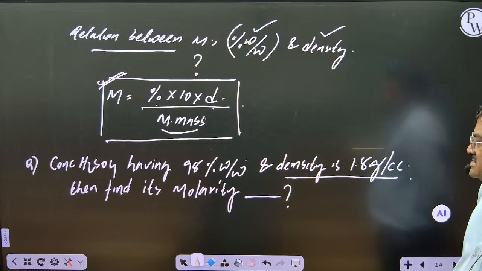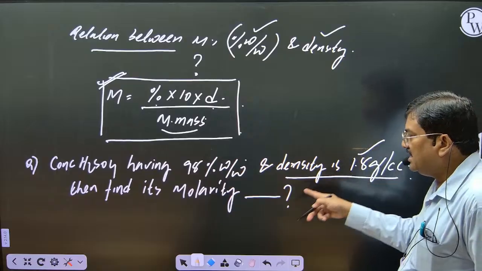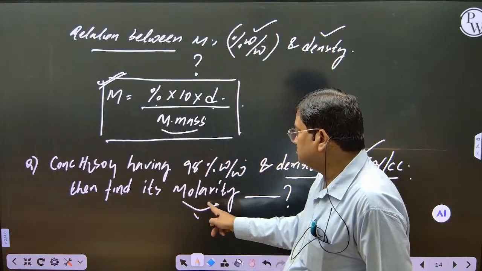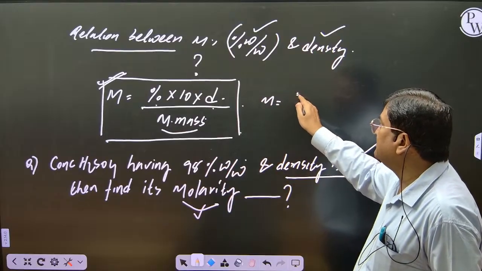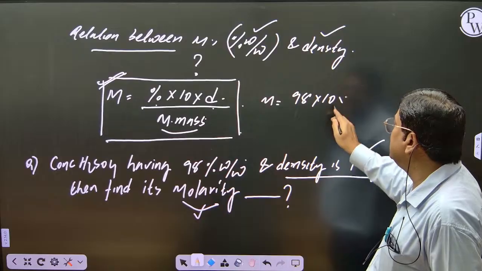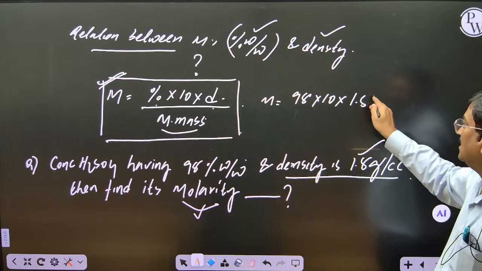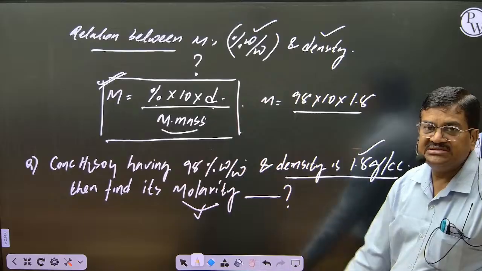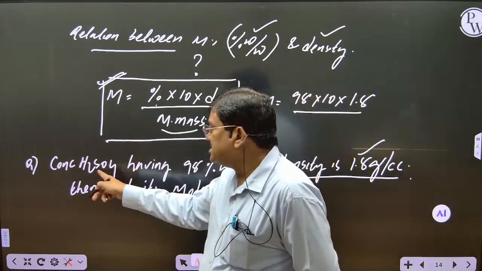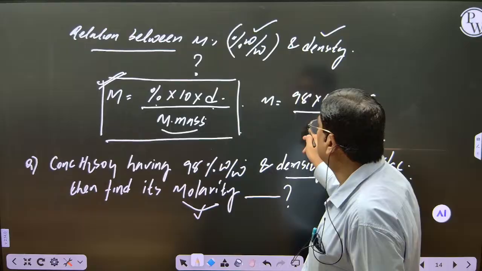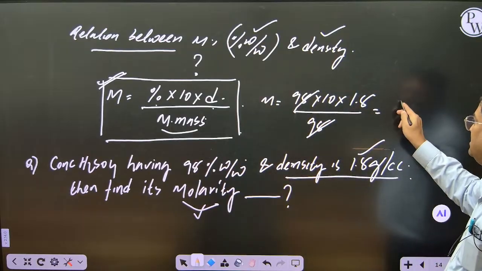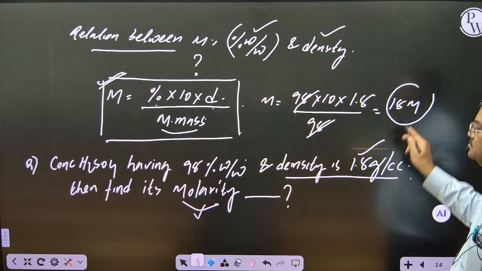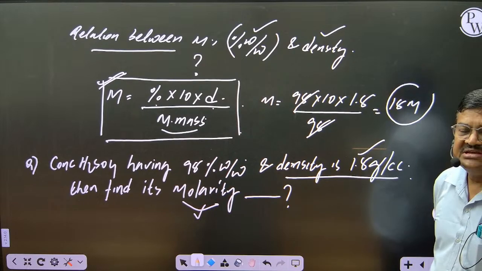Mass percentage of sulfuric acid is given as 98%, density of sulfuric acid is given as 1.8, and we are asked to find molarity. Direct substitution: molarity is equal to the percentage given to us, 98, into 10 into density, 1.8, by the molar mass of sulfuric acid. How much do you get for molar mass? That is 2 plus 32 plus 64, 98. So 98 gets cancelled. The answer is 10 into 1.8, which is 18 molar.